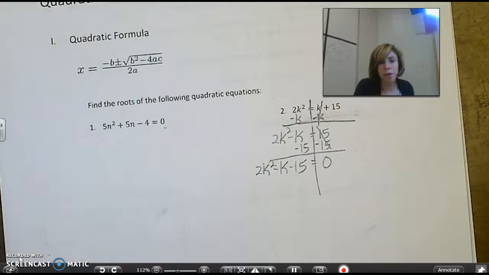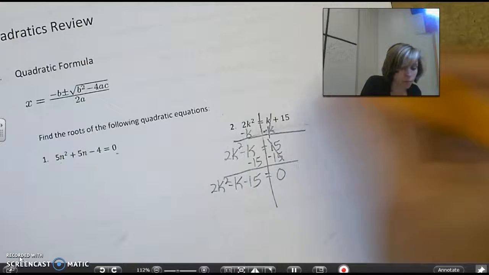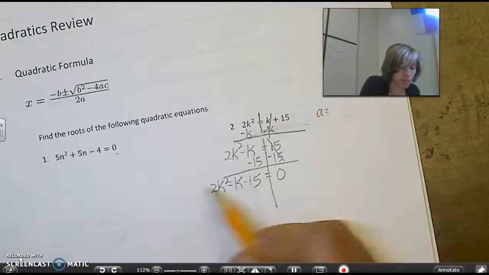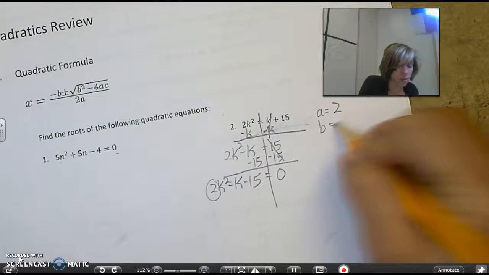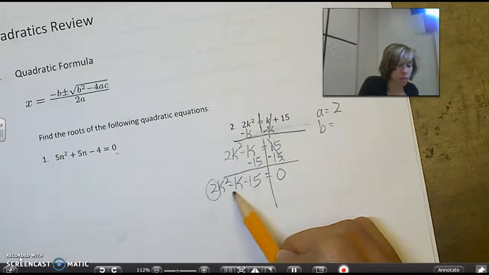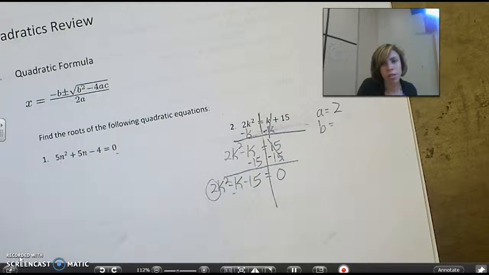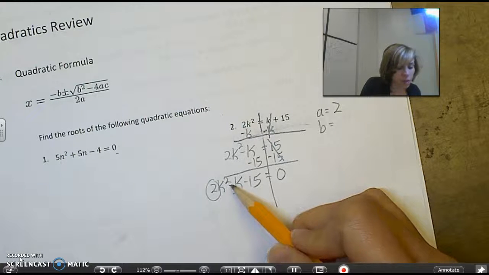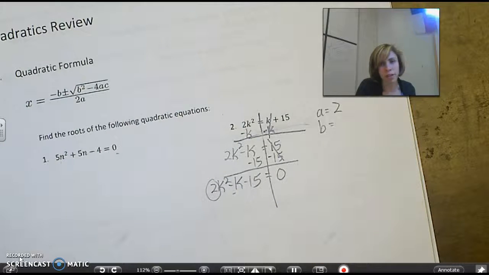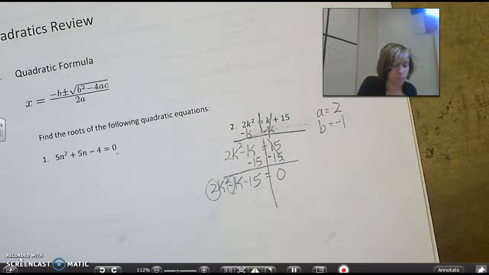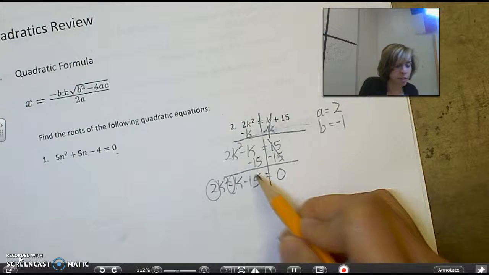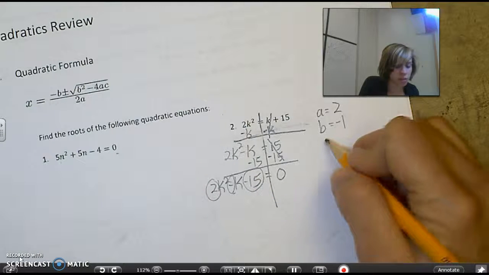All right, so I have all my terms on one side. I need to now identify A, B, and C. So my A is always going to be the thing that's in front of the variable that's squared, so my A is 2. My B is always going to be the thing that's in front of the variable to the power of 1, so just the variable with no 2 or greater. So this number right here, you don't see a number because it's 1, so it's negative 1. So B is negative 1. And then my C value is that number that's by itself that doesn't have any variable attached to it. So C is negative 15.